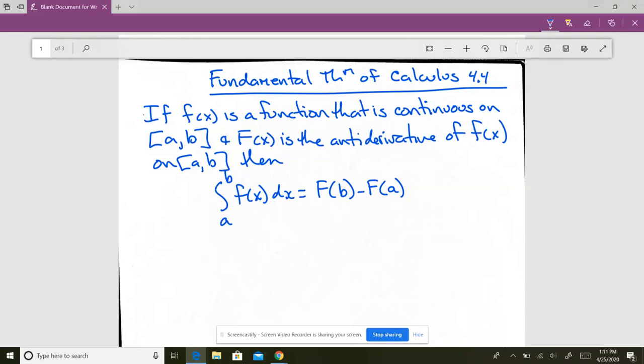All right, everybody, we're on 4.4 now, the fundamental theorem of calculus, so very, very important. This is what it states. Basically, this is taken right out of the book.